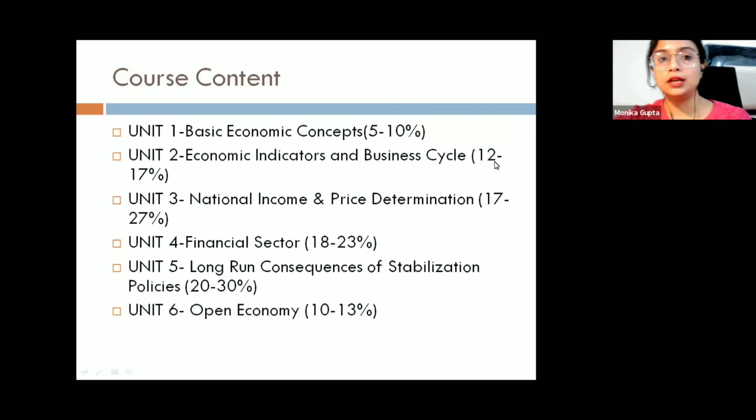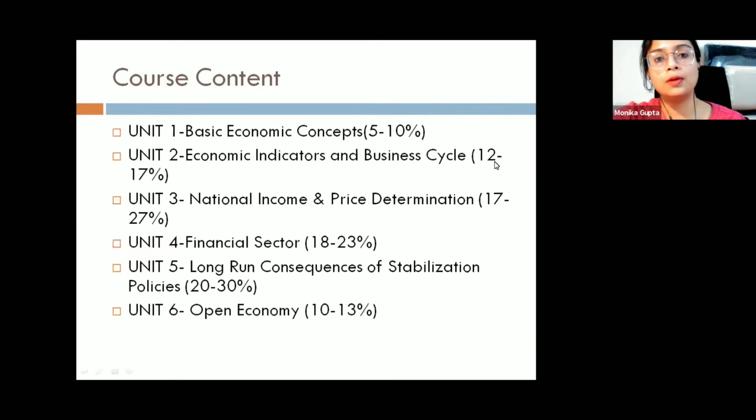Now let's talk about the course description. Again, you can see 6 units in macroeconomics as well. Unit 1 is basic economic concepts. As I told you earlier, this particular unit is common for micro and macro. Only this unit is common, because students sometimes get confused about whether most of the curriculum is the same. No, only unit 1 is common for both, but the weightage in macro is just 5 to 10%, whereas in micro it was 15 to 20%. So this is the only difference.